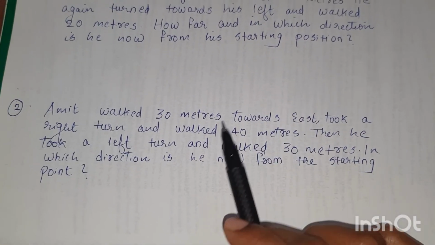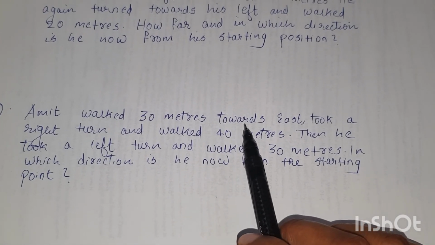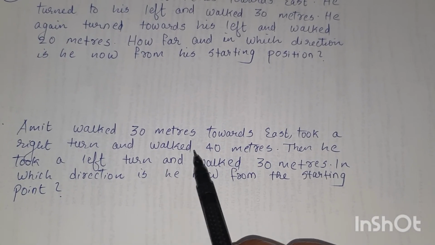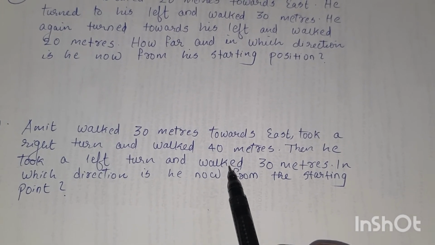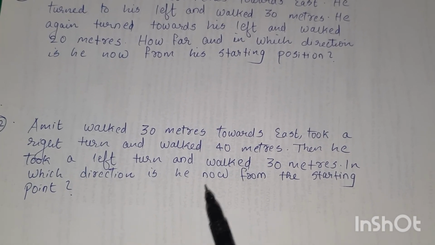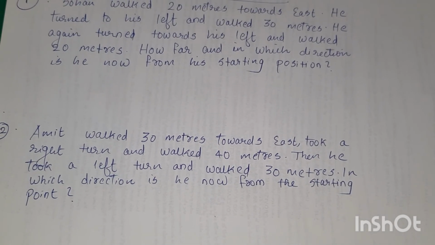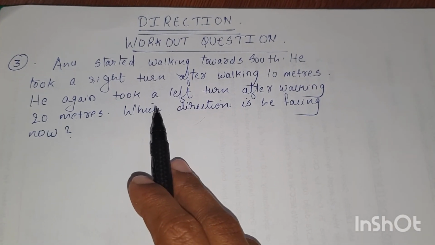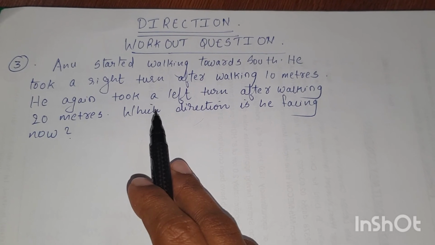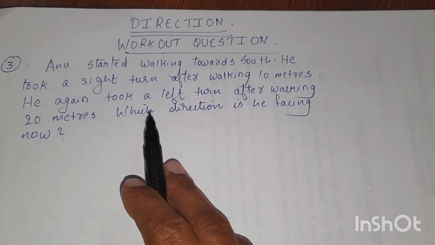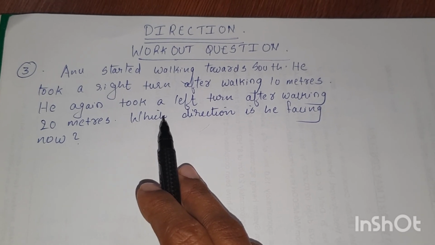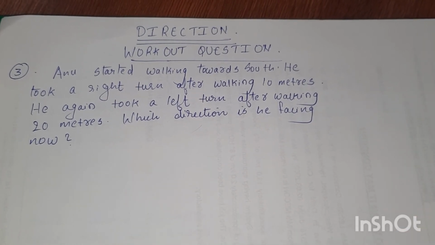Second question. Amit walked 30 meters towards east, took a right turn and walked 40 meters. Then he took a left turn and walked 30 meters. In which direction is he now from the starting point? Third question. Anu started walking towards south. He took a right turn after walking 10 meters. He again took a left turn after walking 20 meters. Which direction is he facing now?